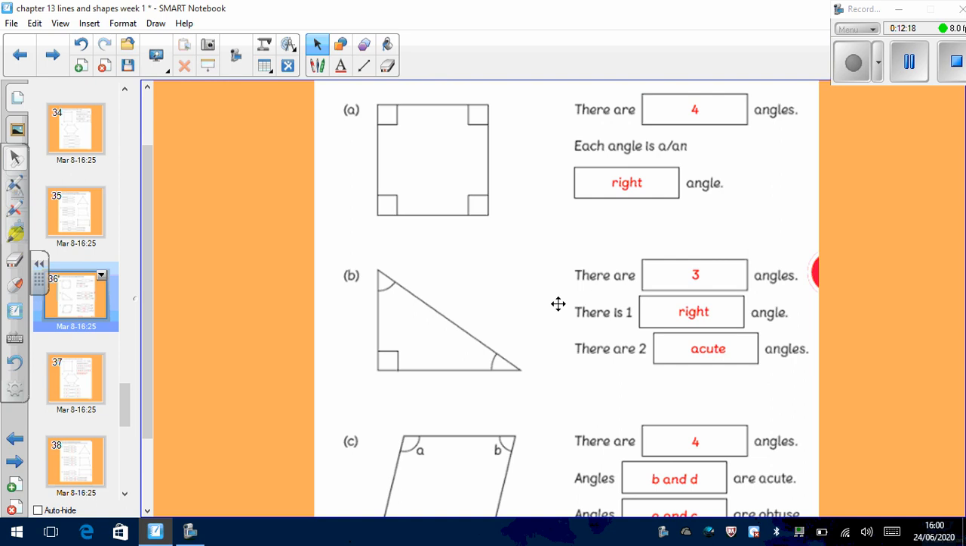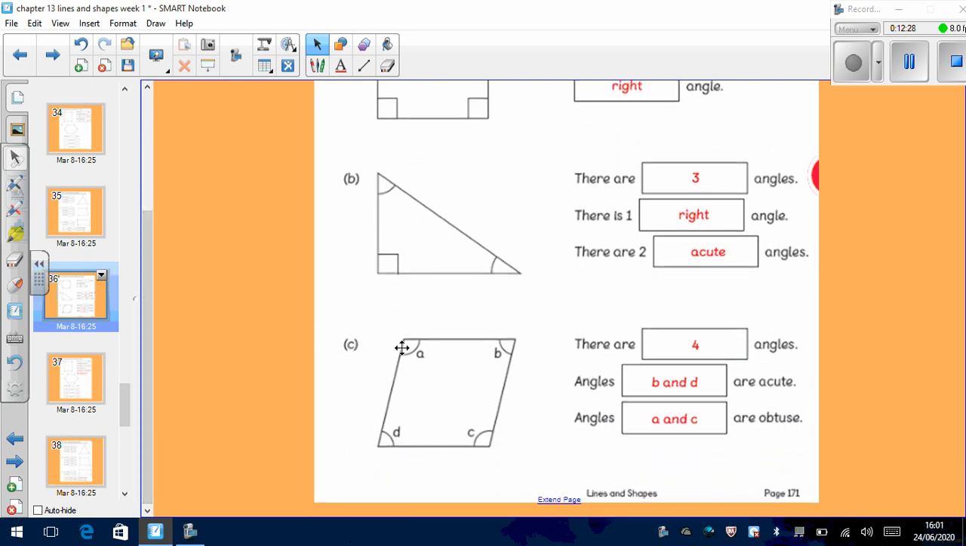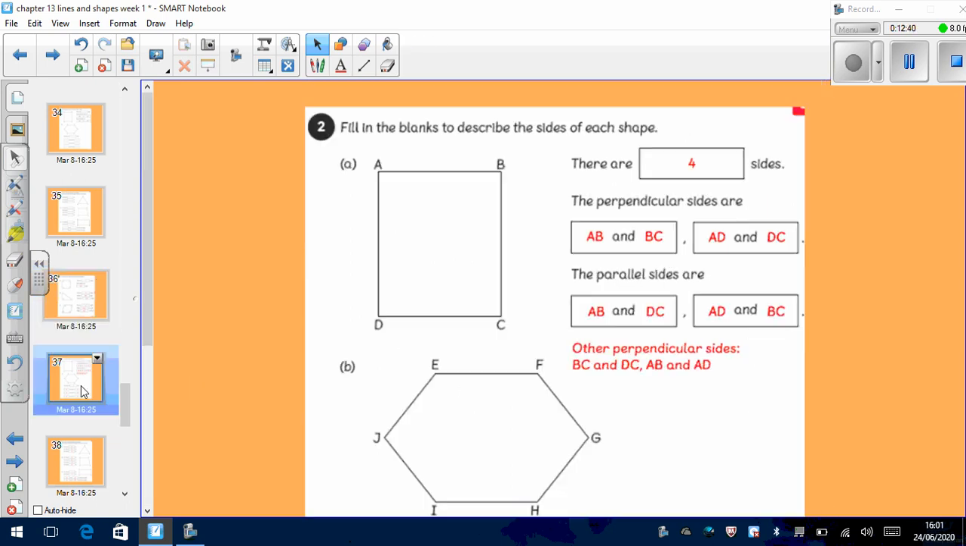Okay, B, there are 3 angles altogether. There is 1 right angle and 2 acute angles. We call that a right angled triangle. And C, again, we've got 4 angles. Angles B, where's B? Here. And D are acute angles, and angles A and C are obtuse angles.